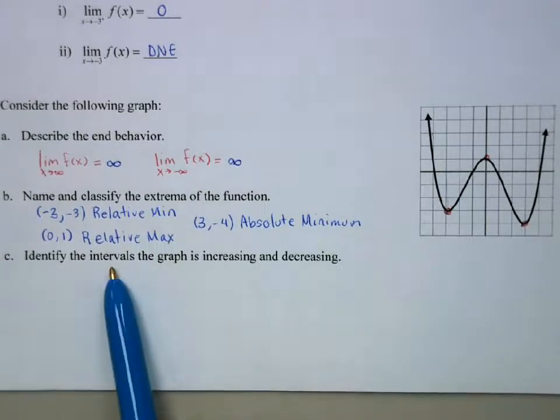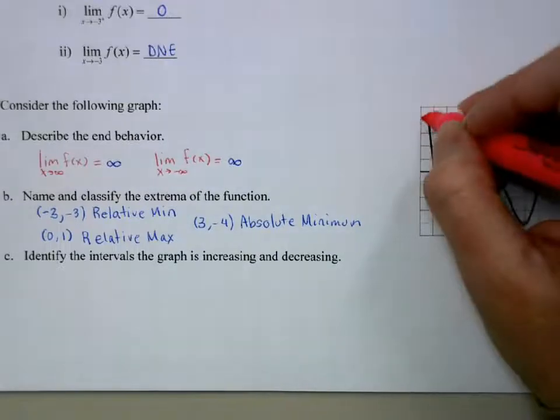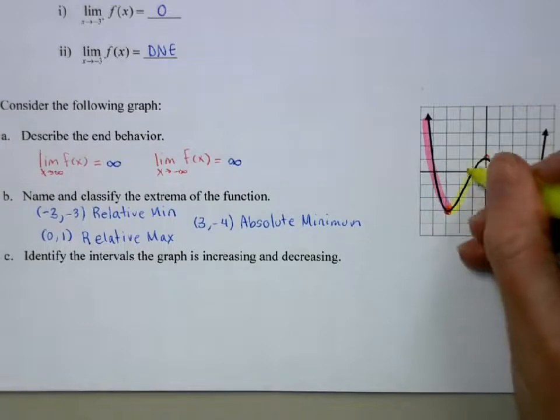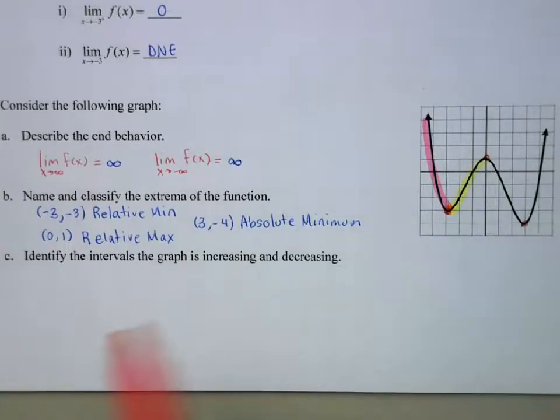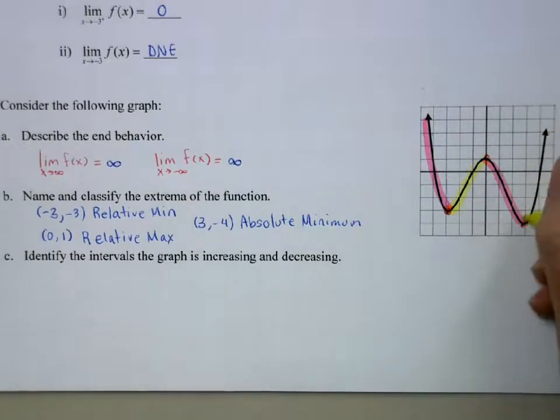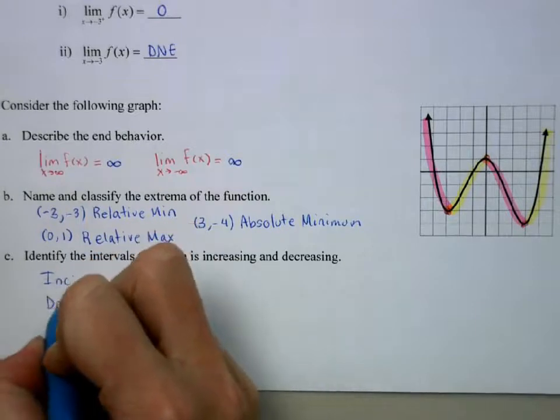Next, the intervals of increasing and decreasing. As we read the graph going from the left to the right, it's whether we're going up or down. So here we're going down, here I'm going up. Think about it like driving a car. We're going downhill. We're going uphill. We want the intervals, which are the x values. So we have increasing, decreasing.